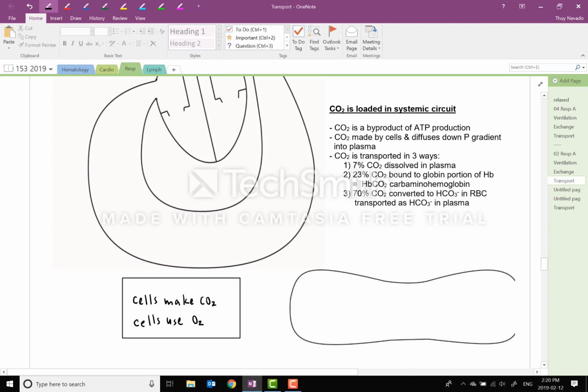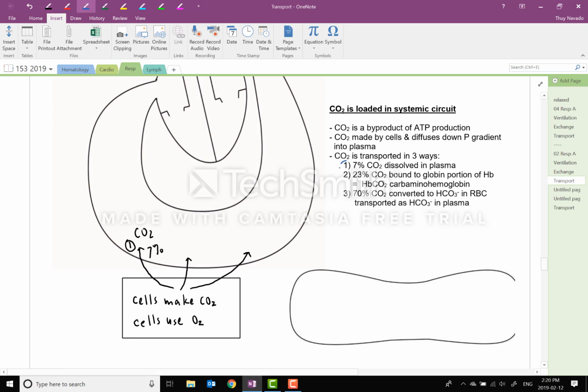And that CO2 will diffuse down its gradient and out of the cell into the interstitial fluid and then into the plasma. And when it diffuses into the plasma, three things can happen to it. First of all, about 7% of it can stay in the form of CO2. CO2 has some solubility. It's 20 times more soluble than oxygen, so it can dissolve a little bit in the plasma. So here we are, CO2 is dissolved in the plasma, just a little bit. Circle that.